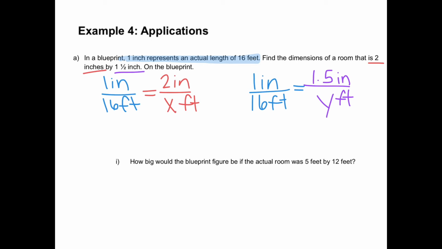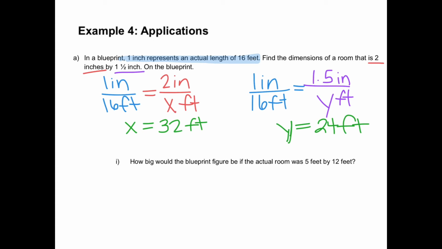So I'm going to cross multiply, X equals 32 feet. And I know that my label is feet because that's what's next to my X right there. And then my Y value is going to be Y equals 24 feet. So if you are looking at a blueprint that has a square or a rectangle that's 2 inches by 1.5 inches, then that room in real life would be 32 feet by 24 feet.